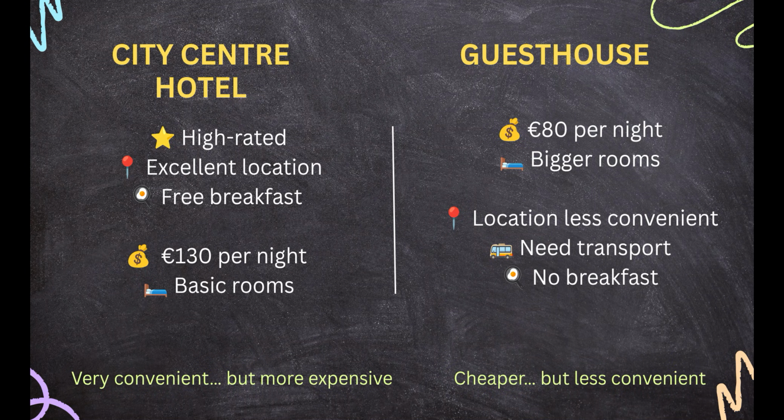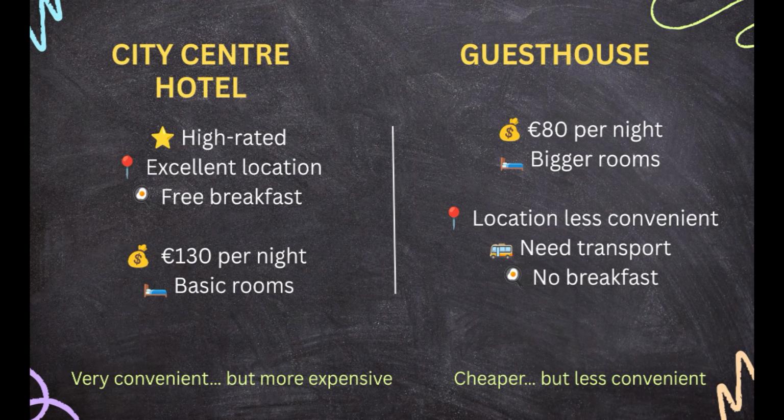Now, let's look at option B. A guest house just outside the city center. It's much cheaper, around 80 euros per night, and the rooms actually look like a decent size. But the downside is that the location is less convenient. You'll need public transport to get into the center, whereas option A lets you walk everywhere. Plus, breakfast isn't included, so you have to pay extra for this or skip it.